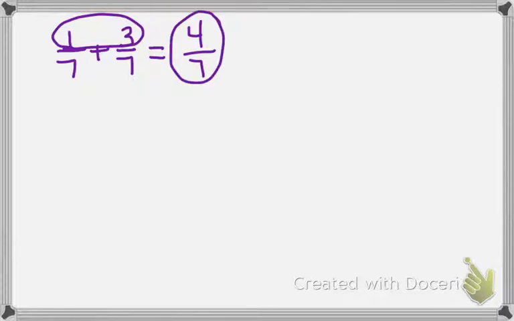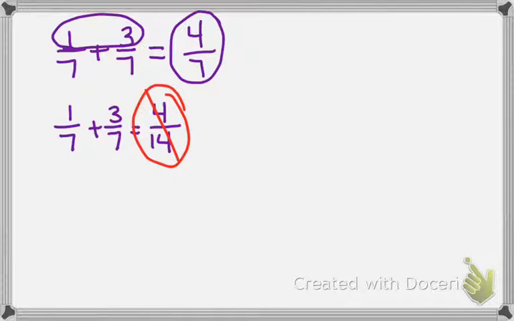A common mistake we made on our quiz was 1/7 plus 3/7. You then made it 4/14. And this is incorrect. So please make sure you make note of the fact that your denominator stays a 7.